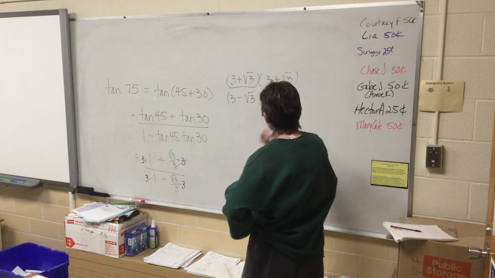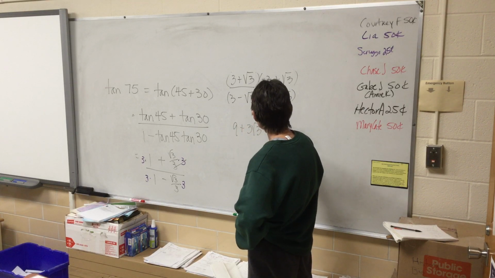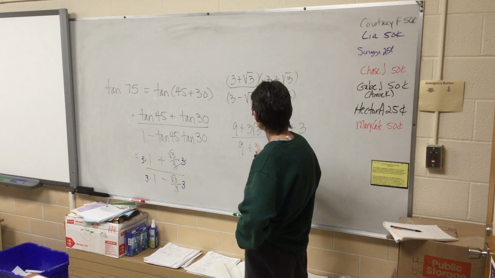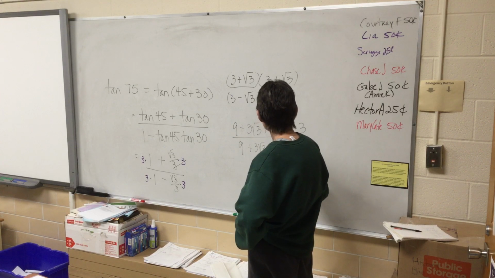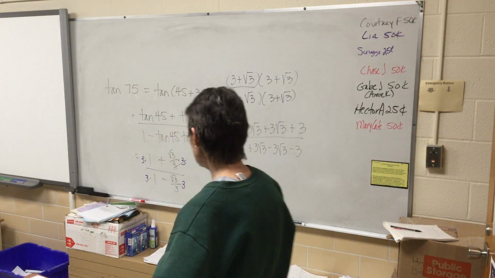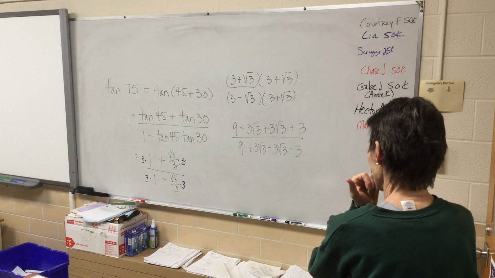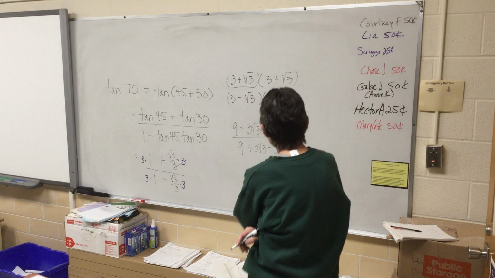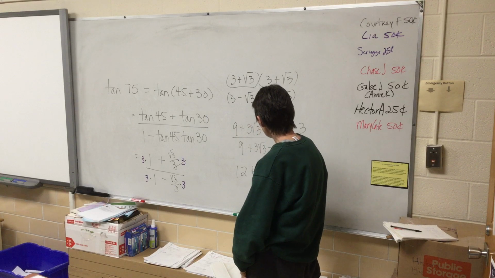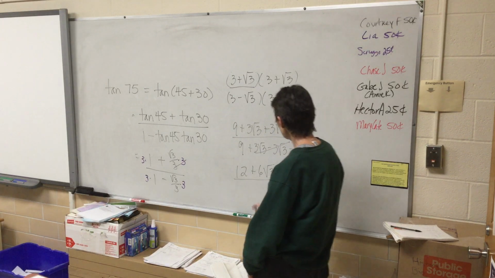And now I'll just do a bunch of foiling, writing down as much as I need to keep everything straight so I don't make careless mistakes. So I've written down everything. Remember that root 3 times root 3 is just 3. All right, now I'm going to start collecting like terms. So it looks like on the top I have 12 plus 6 root 3. And on the bottom I actually have some canceling, and it's just going to be 6.